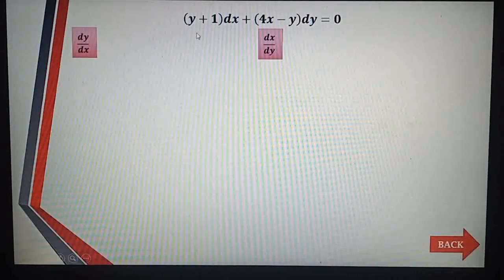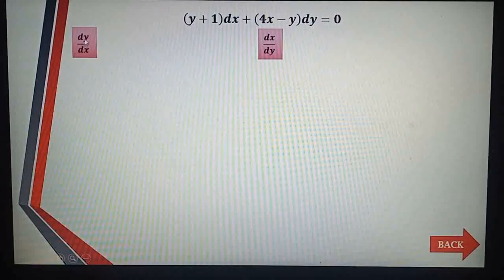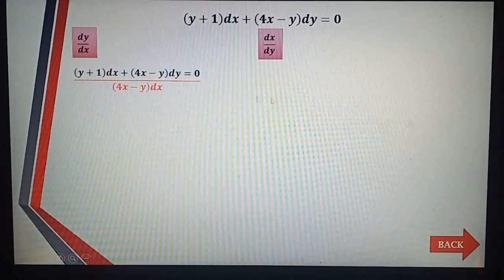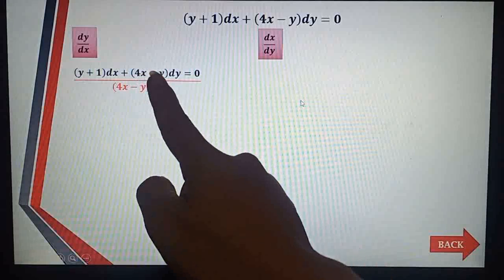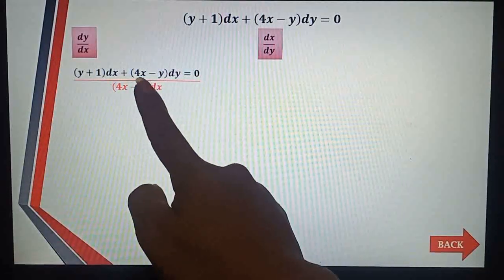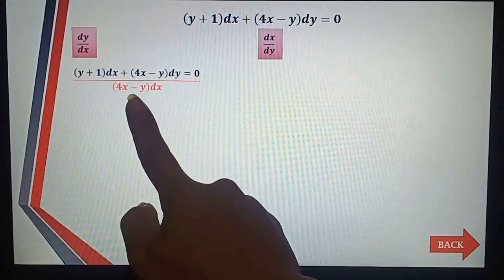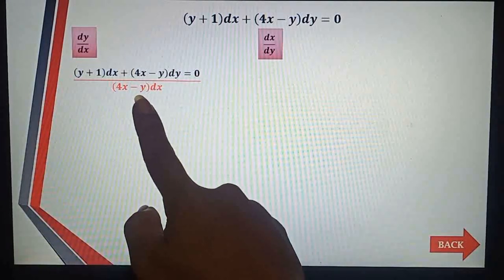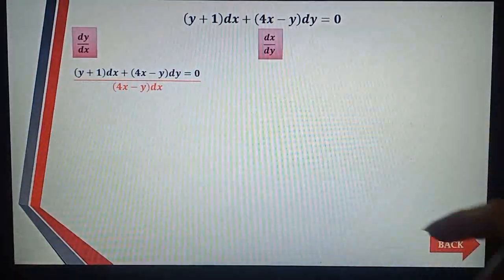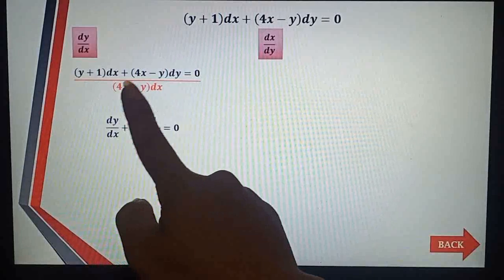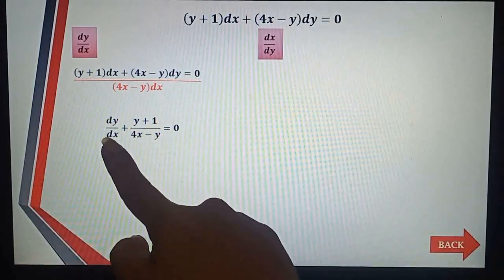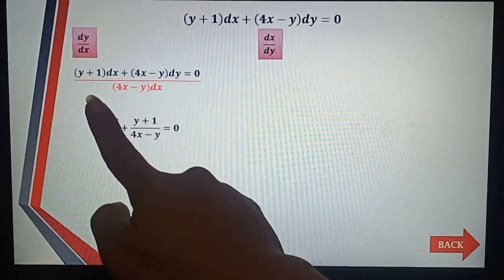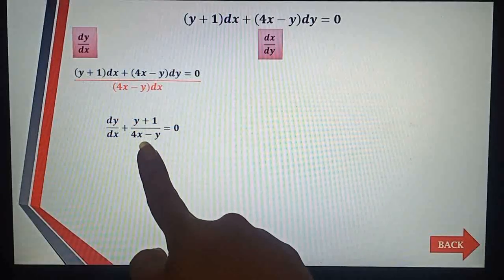So, we will now have this equation. Kapag dy over dx tayo, tatanggalin natin si 4x minus y. So, we need to divide the whole equation by 4x minus y. Tapos, denominator dapat si dx. Now, in that case, magkakaroon nga tayo ng dy over dx. Then, this side is y plus 1 all over 4x minus y.